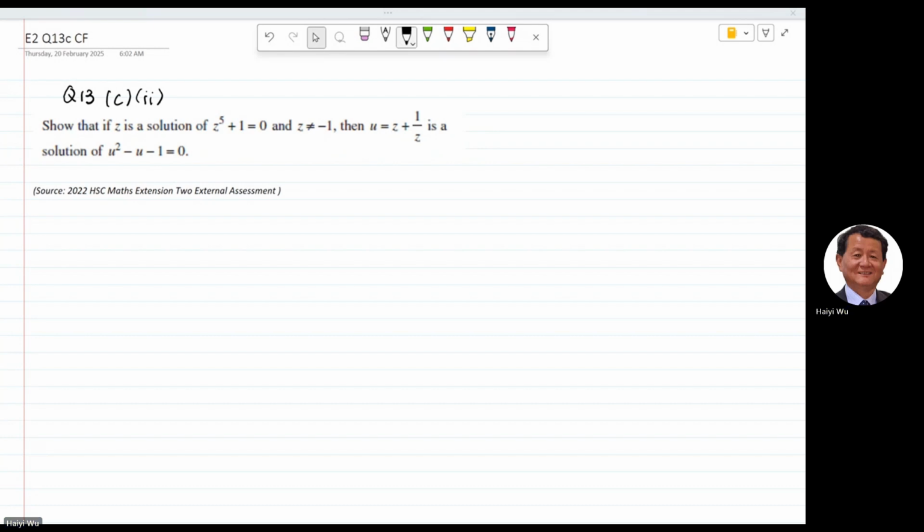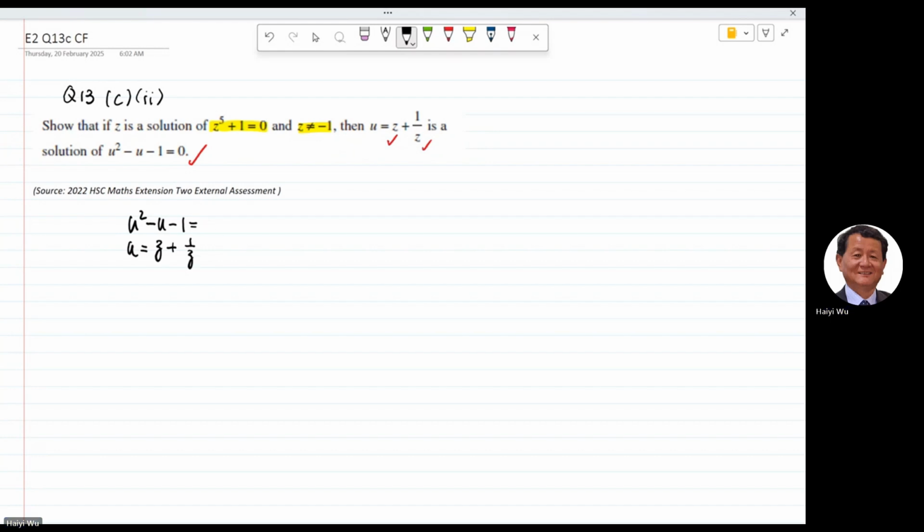All right, so we have the question. Z is a complex number that satisfies this equation, and Z is not equal to -1. We want to prove that U equals Z plus 1 over Z is a solution of this equation. All right, let's do that. So we just substitute into the left side using U equals Z plus 1 over Z.